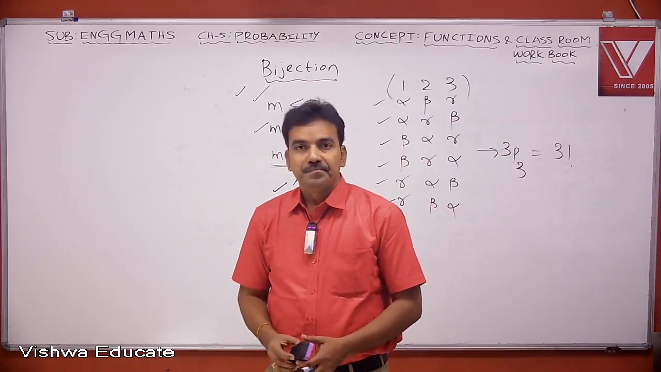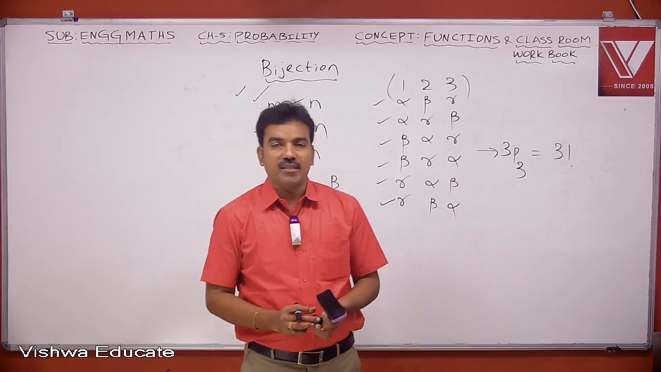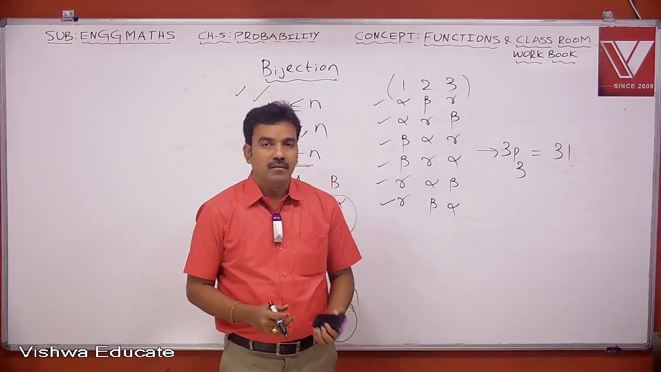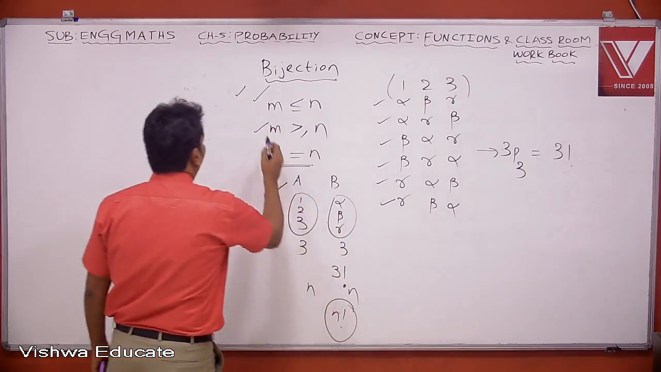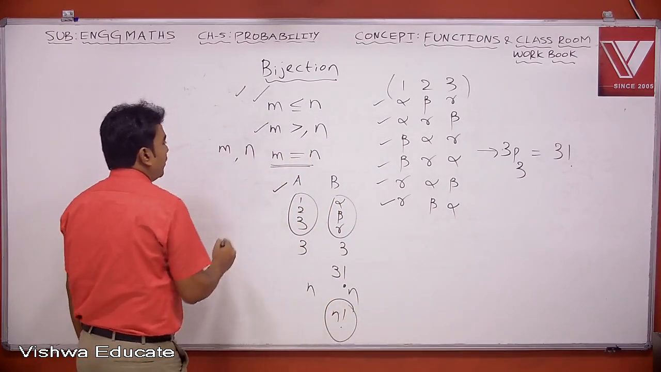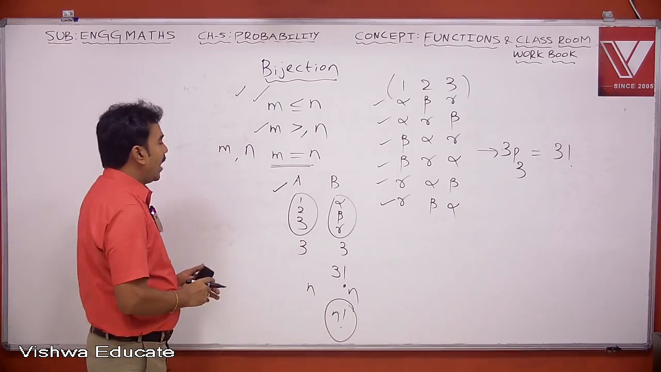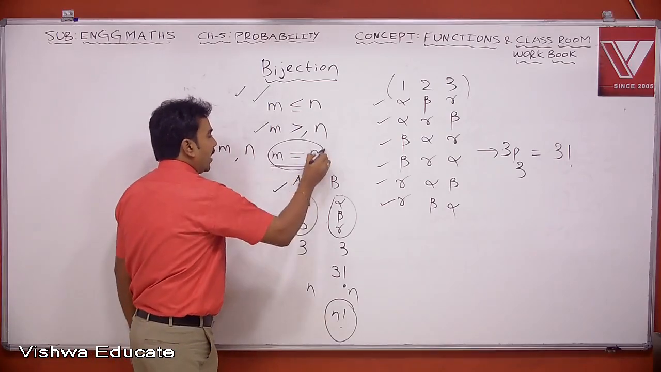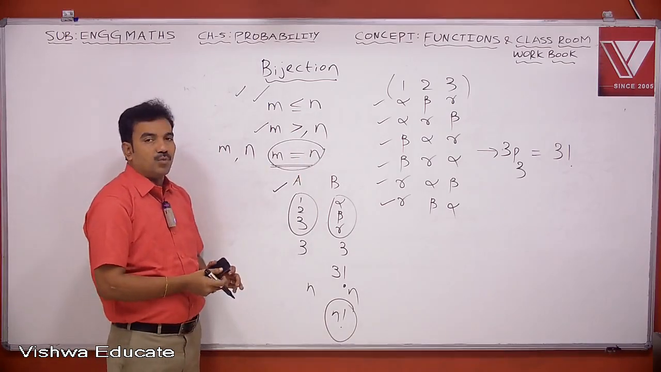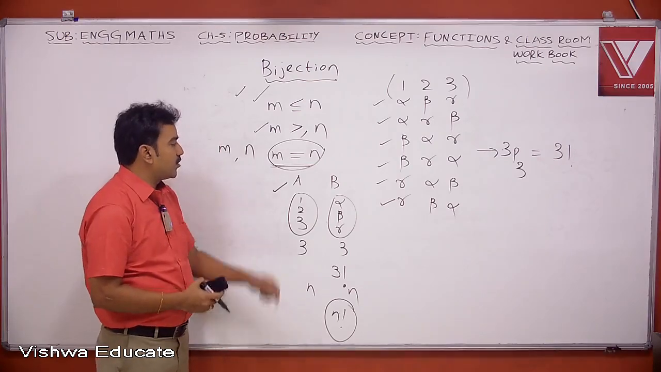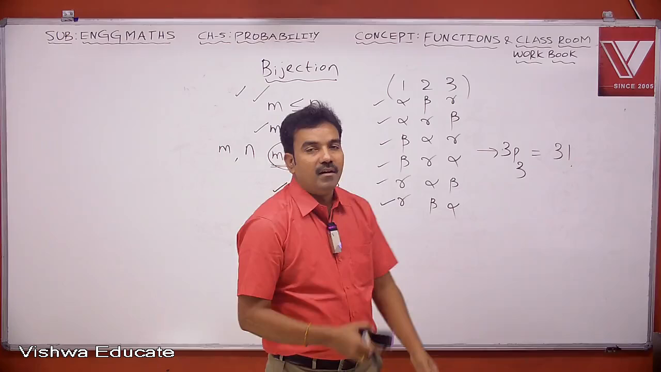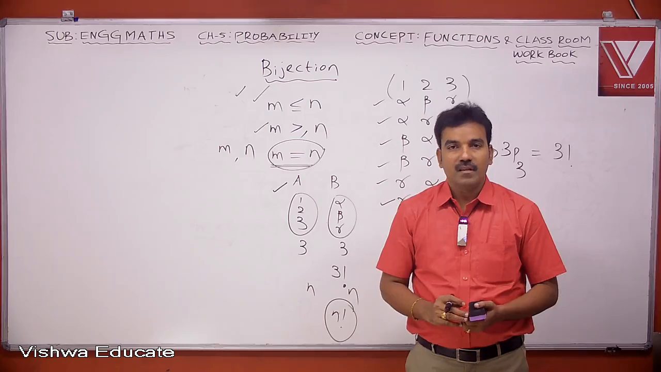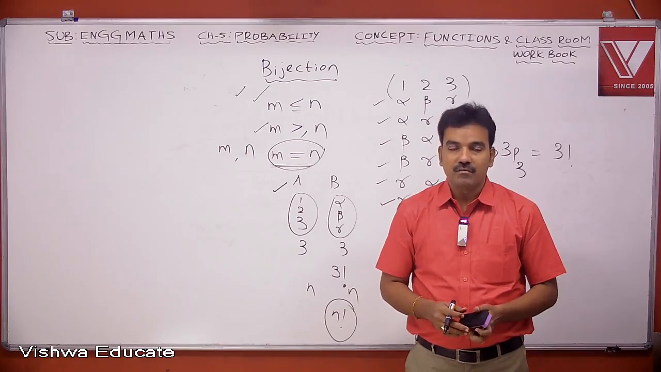Note, if A, B are two finite sets having m, n elements respectively, then m equals n in order to define a bijection from A to B.